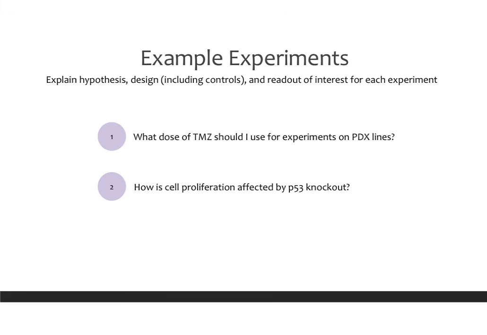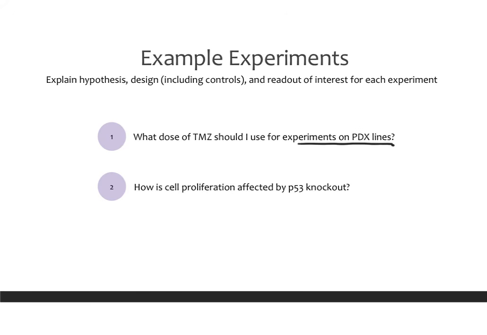All right, so I would like to end with some example experiments to think about. So for the first one, what dose of TMZ should I use for experiments on PDX lines? This is a very relevant question, right? Because we use TMZ for our experiments all the time when we want to know what TMZ is doing to the cells. And one way to choose this would be to just look into the literature for what dose human cells are probably experiencing in the brain. But that would be a little bit hard to find. You might find some estimates, but it would be hard to pin down exactly what dose of TMZ every human cell sees.